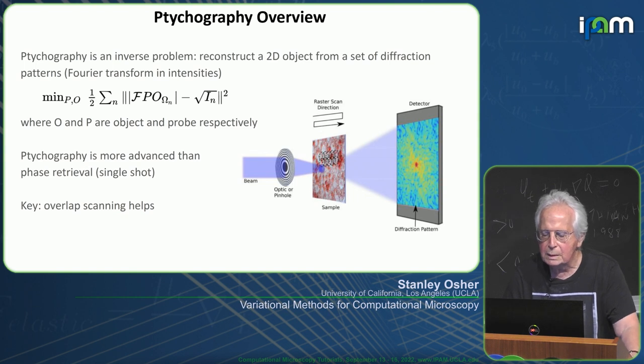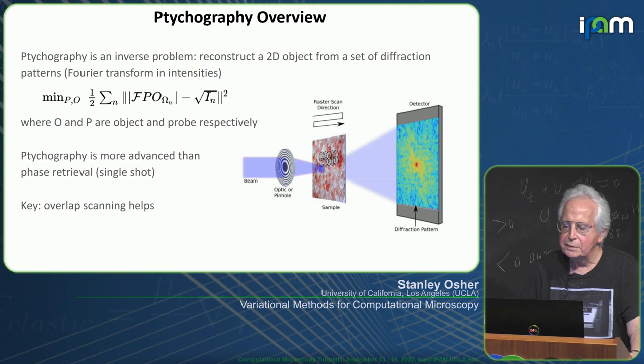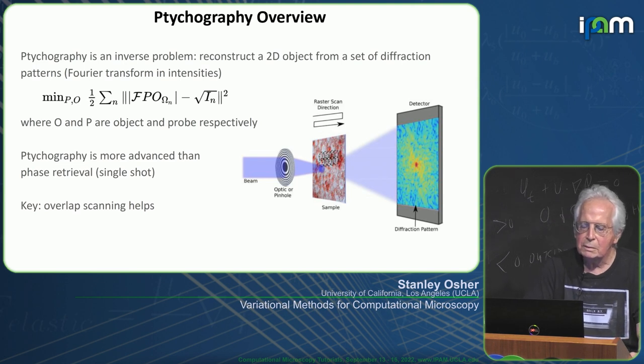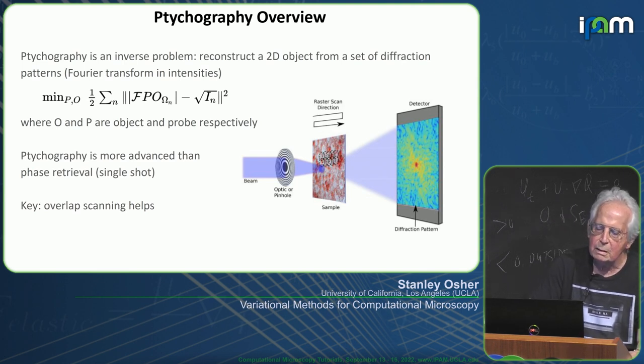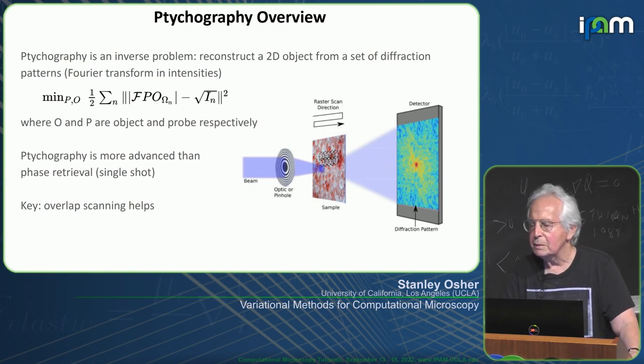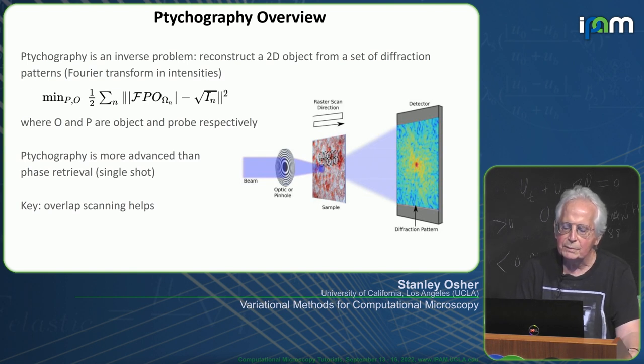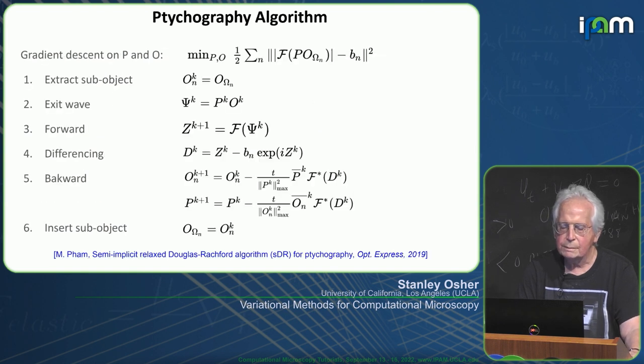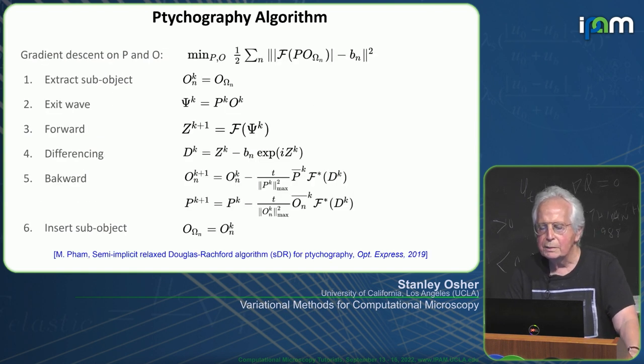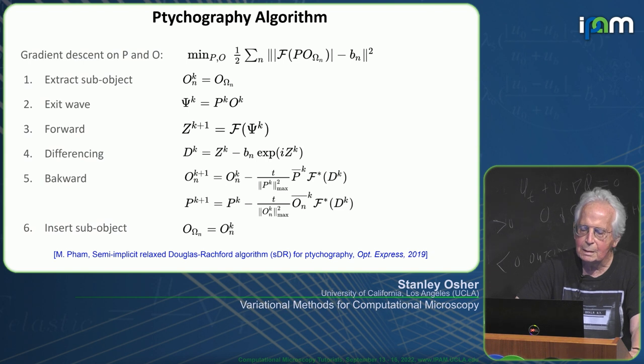You have a pinhole, a sample, and you get a detector. And then all you have is the detector and knowledge of the pinhole, and you want to invert this thing somehow. So you're minimizing over the important thing, the object. And the object basically has some geometry, but also has a shape. So right now, it's an L2 optimization. Okay, next. So we do gradient descent on P and O.